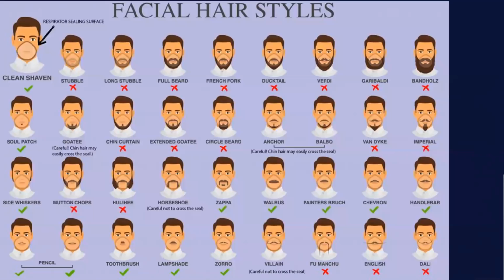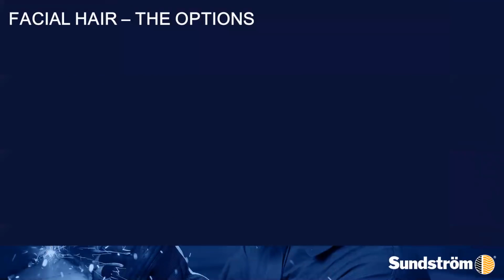So ensuring that if you've got a goatee, for example, second line down, second from the left, be careful that the chin hair doesn't cross the seal. The important thing is that facial hair does not interfere with the seal of the mask.